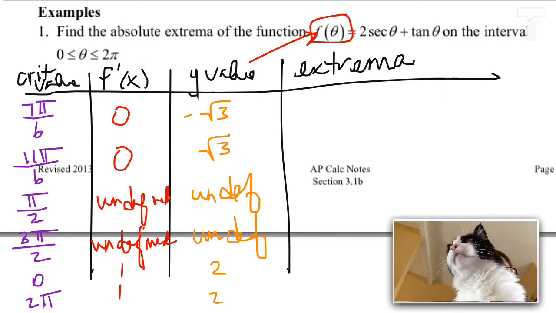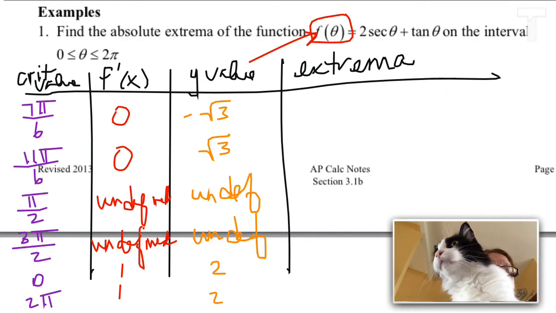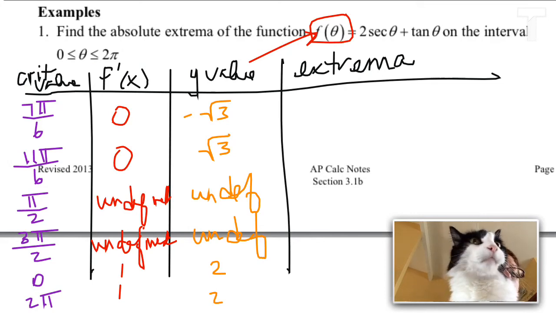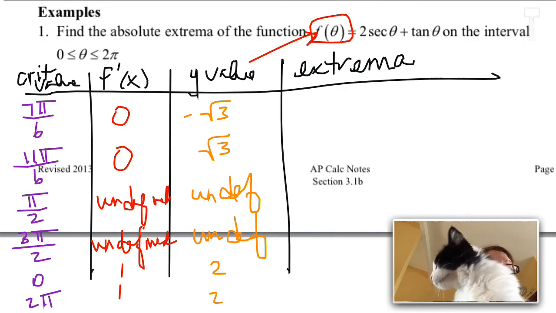It's calculus. Okay, so I plugged each of the values into the original function. Notice for 2 of them, when I plugged them in, they were undefined, because of course tangent's undefined at pi over 2 and 3 pi over 2. Actually, secant, because the cosine value would be 0, and that's 1 over cosine.